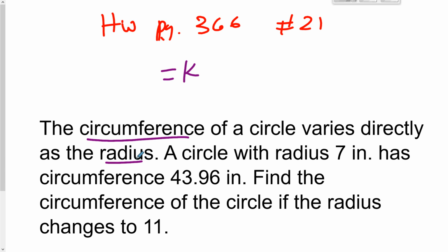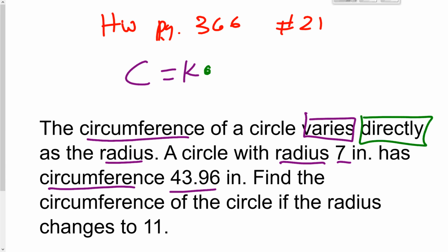So we can look at the second sentence. It says radius is 7 and circumference is 43 point something. Now we just need to figure out which one comes before the equal sign. That's why we look at varies, and what's before varies? That's circumference. So we can let that be C, or any letter. You can let it be Y or X, I don't care. And then directly means we're multiplying. What are we multiplying by? What follows directly? That's the radius, so we can use R for that.